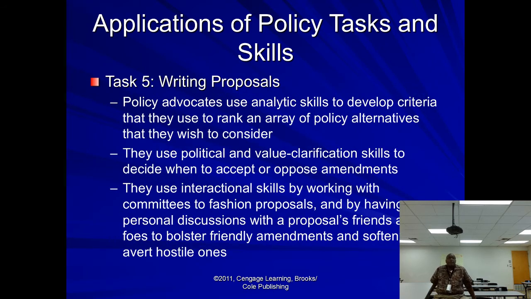Task number 5, writing proposals. Policy advocates use analytic skills to develop criteria that they use to rank an array of policy initiatives that they wish to consider. They use political and value clarification skills to decide when to accept or oppose amendments. They use interactional skills by working with committees to fashion proposals and by having personal discussions with their proposals' friends and foes to bolster friendly amendments and soften or avert hostile ones.